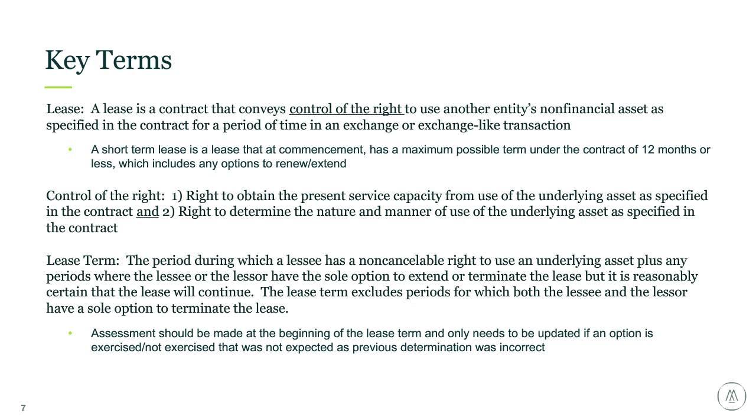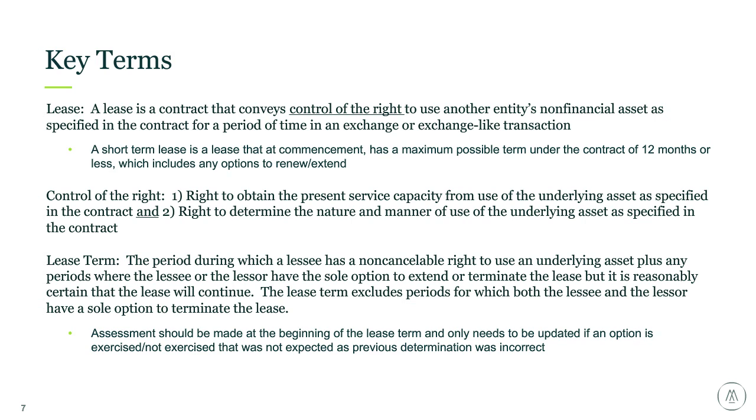The lease term, that might seem like a simple definition, but this is where it can get complicated fast. The lease term is the period during which the lessee has a non-cancelable right to use that asset, plus any periods where either party has the sole option to extend or terminate. However, it's expected that it will go on. Now you can see this is where the judgment comes into play. This is where management will have to come up with a judgment call as to whether or not, even though there's an option to terminate or extend, you need to look to past history or what the intent is on the part of the parties for that term.